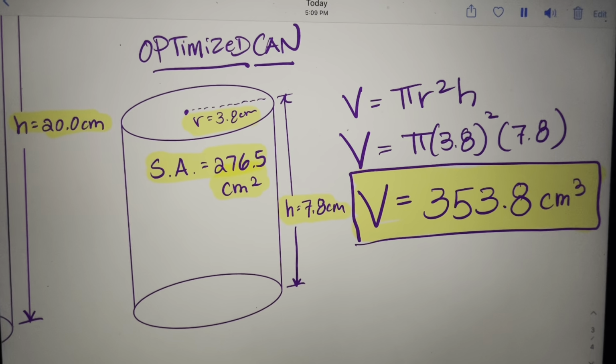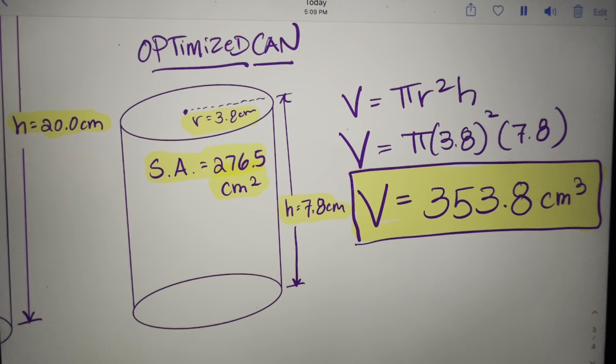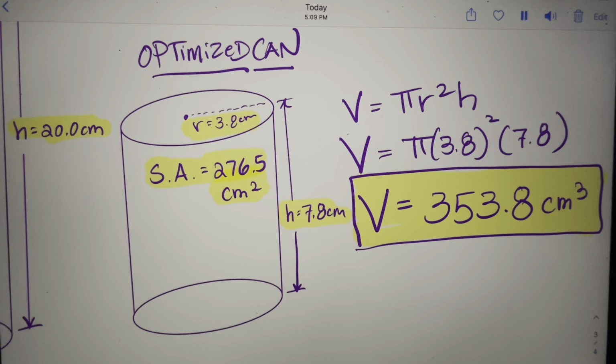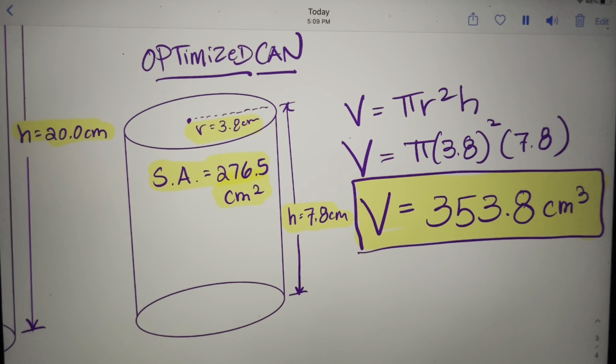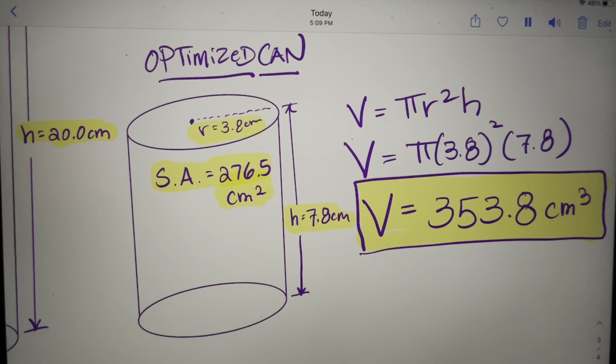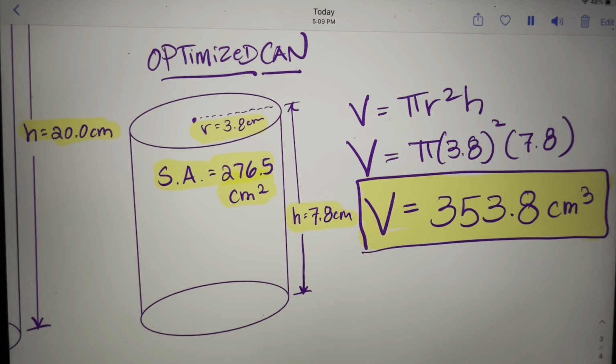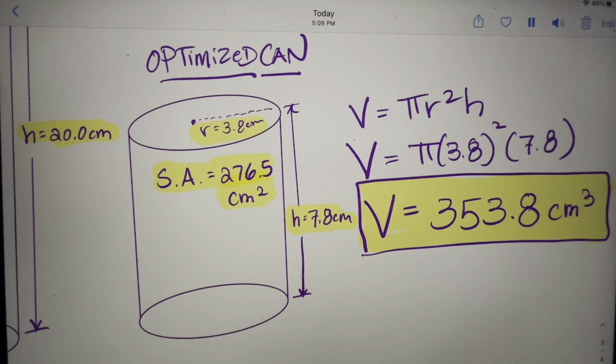And I want you to construct a better can. Given the same surface area, that's our constraint from our secondary equation, I want you now to physically construct and decorate very nicely your optimized can.